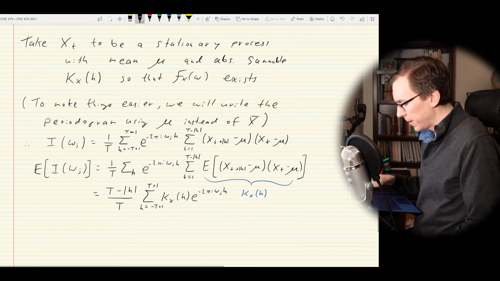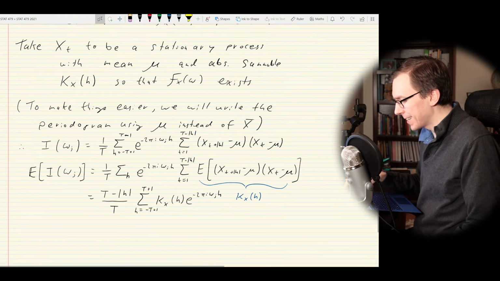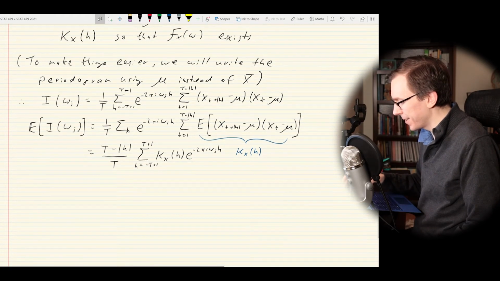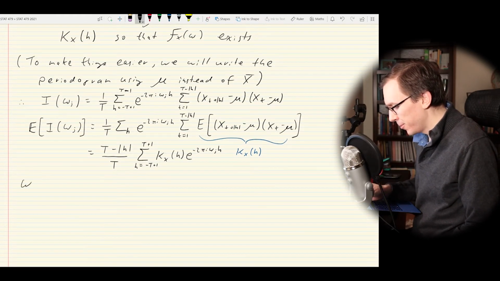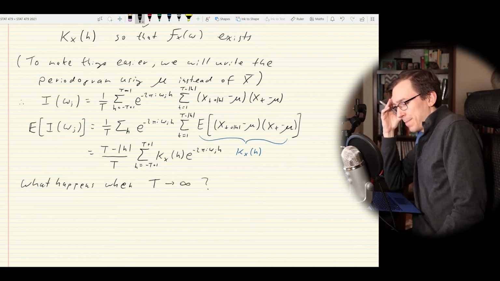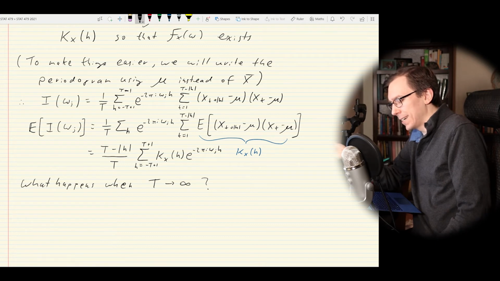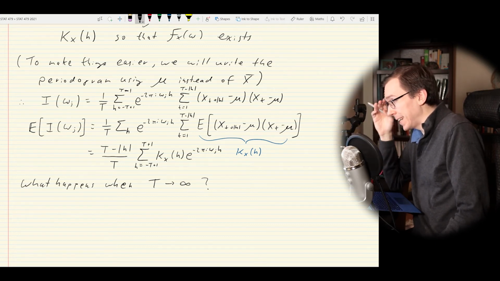All right, so what are we going to do? Well, we want to know what happens as the sample gets big, right? Because that's what we said. We're doing large sample behavior. So what happens when t goes to infinity? Well, okay, our summation indices go to plus or minus infinity, and the thing out front tends to 1, because t minus h over t will tend to 1 as t goes to infinity.